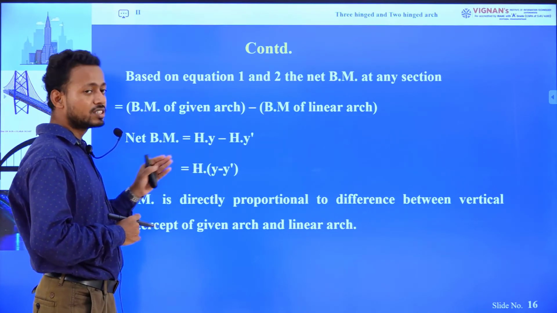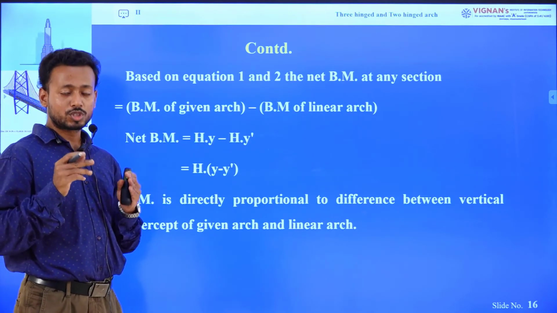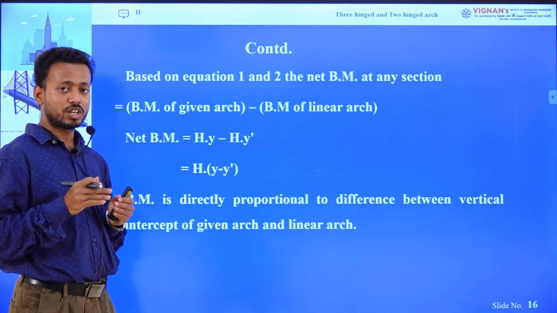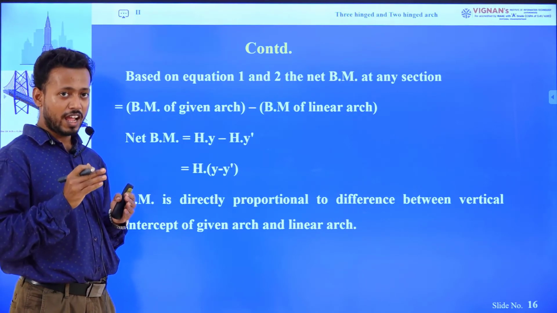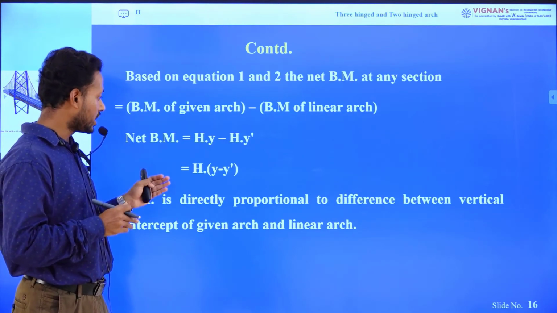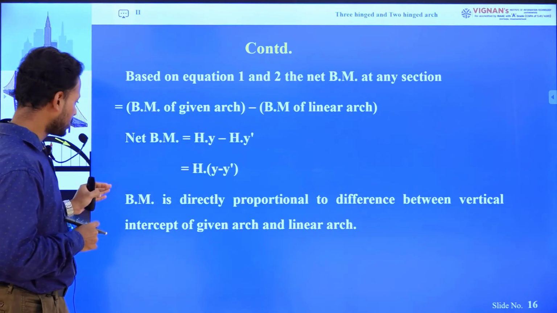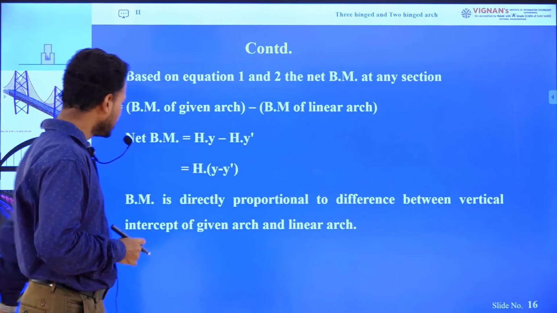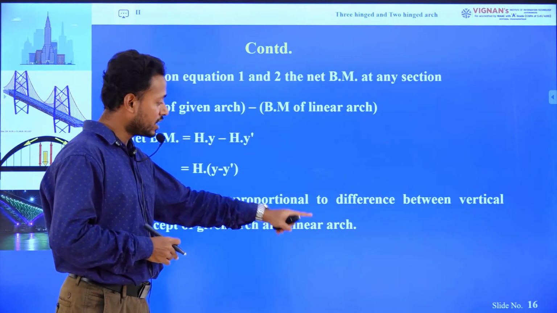So this is called Eddy's theorem. That means the bending moment at a cross section of an arch structure will be proportional to the difference between the ordinate of the given arch and the linear arch. So we can state that the bending moment is directly proportional to the difference between the vertical intercept of the given arch and the linear arch.